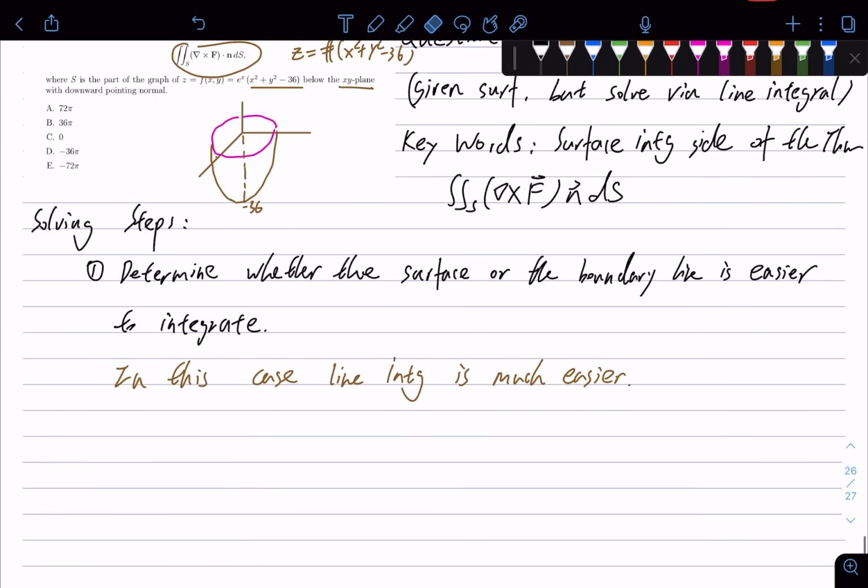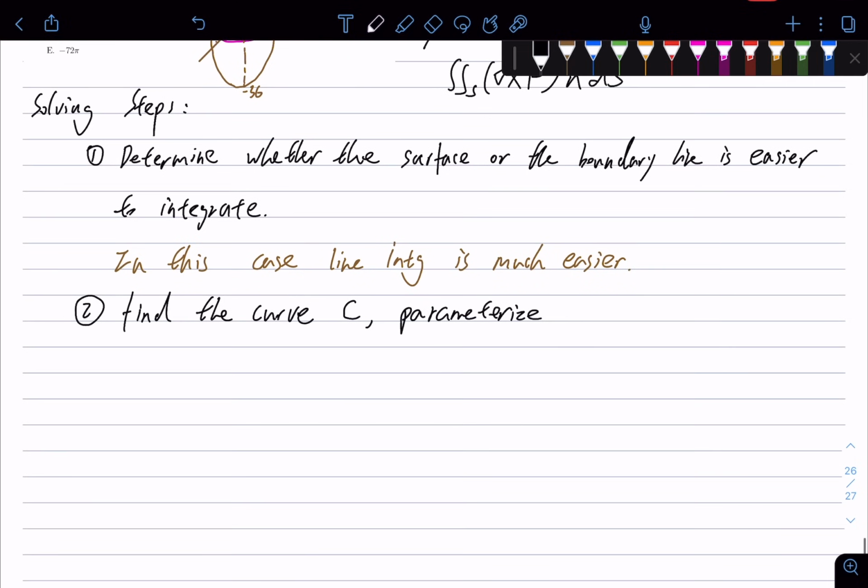The second step will be to find the curve C and then parameterize it. You have to parameterize for every line integral and surface integral problem. Parameterize into r of t, then find r prime of t.